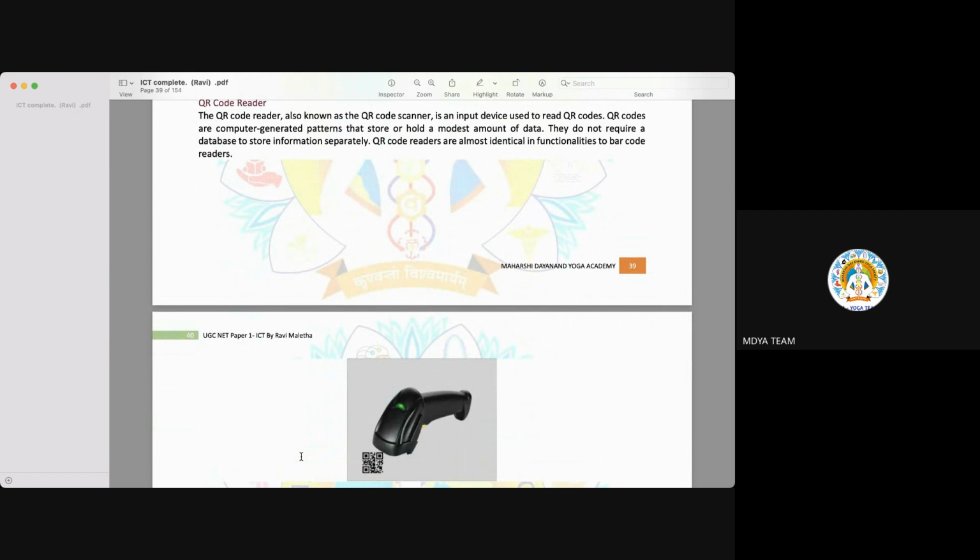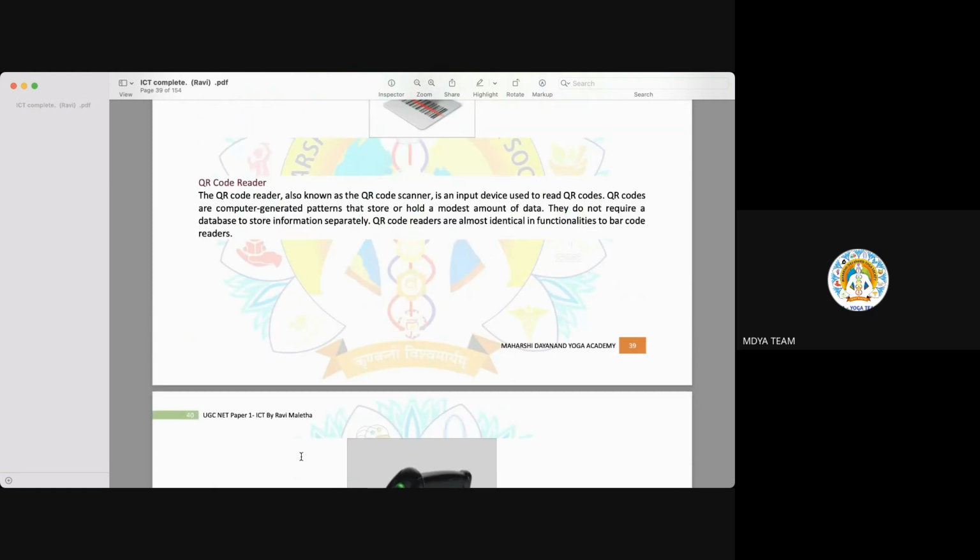Then the QR code reader. QR code is nothing but again a computer generated pattern having some information that can only be read by a QR code reader. So this reader is also used when you purchase something, or when you want to access some scheme, then this type of code is there. When you want to enter somewhere, they generally use this QR code.